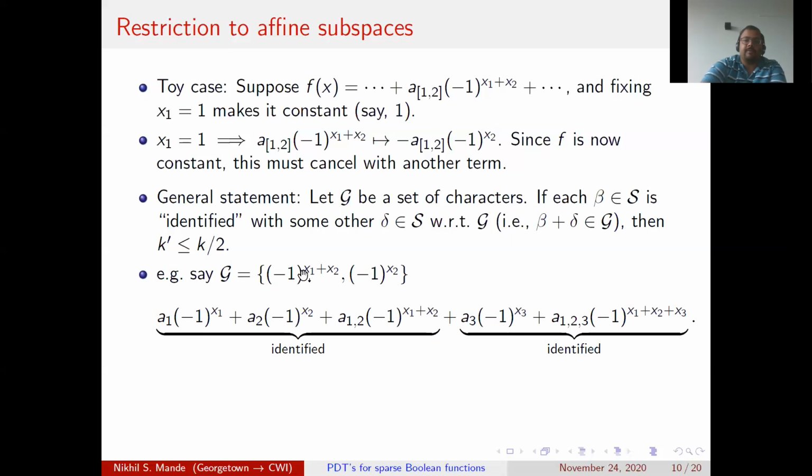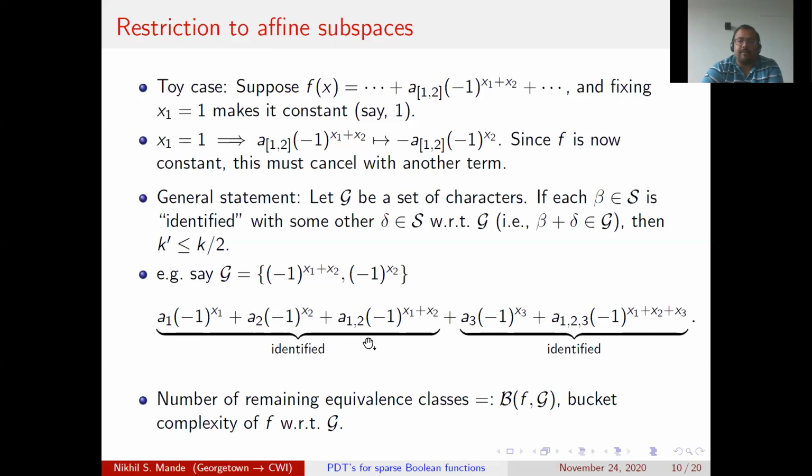So here's the example. If your set of characters was, instead of just x1, corresponding to x1 plus x2 and x2, then note that these terms are going to be identified with each other. They might not necessarily cancel out, but what was contributing 3 terms to the original Fourier sparsity is now contributing just 1. Okay, and these were contributing 2 terms, and now they're just contributing 1. In general, the number of buckets, let's call it the bucket complexity of f with respect to the set of characters G.